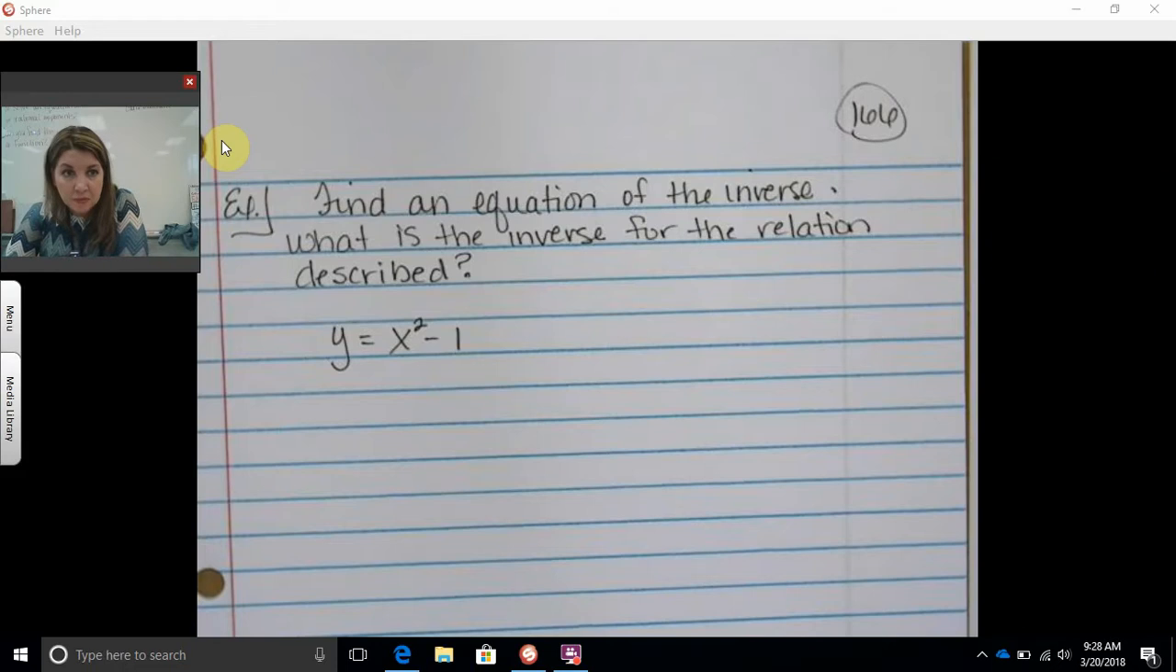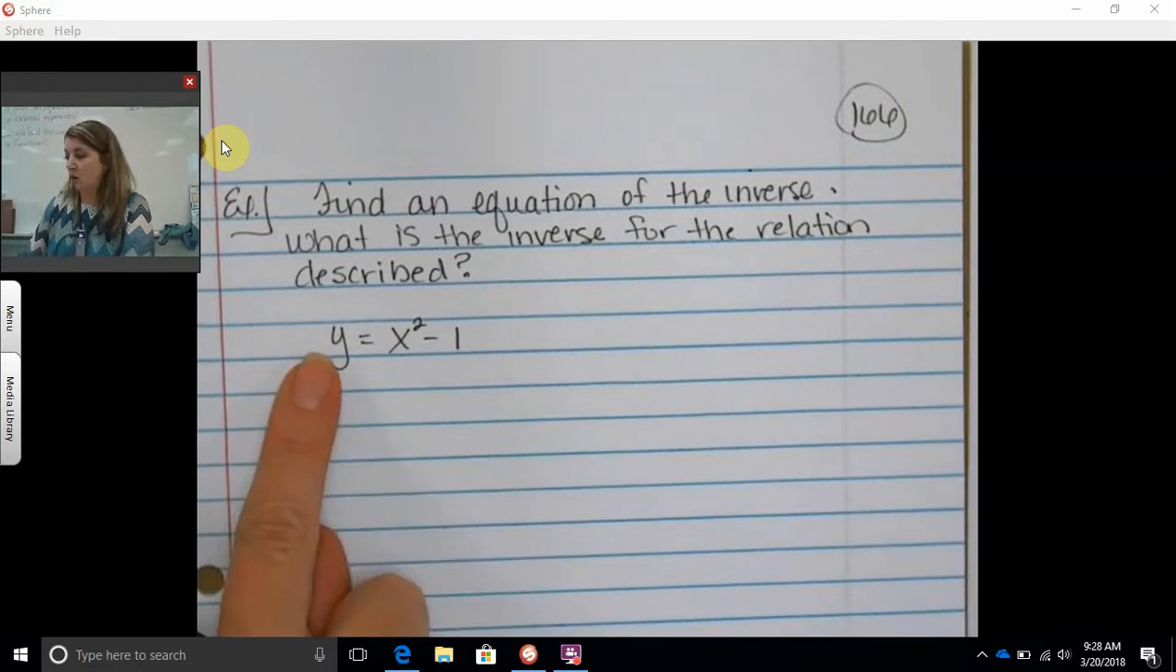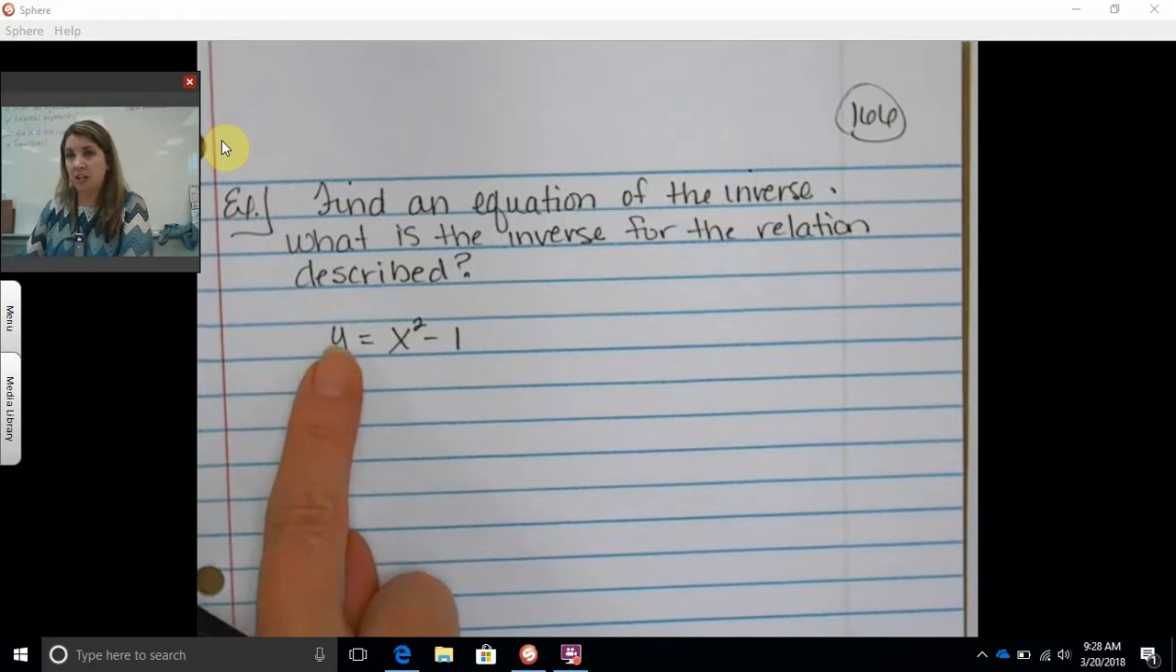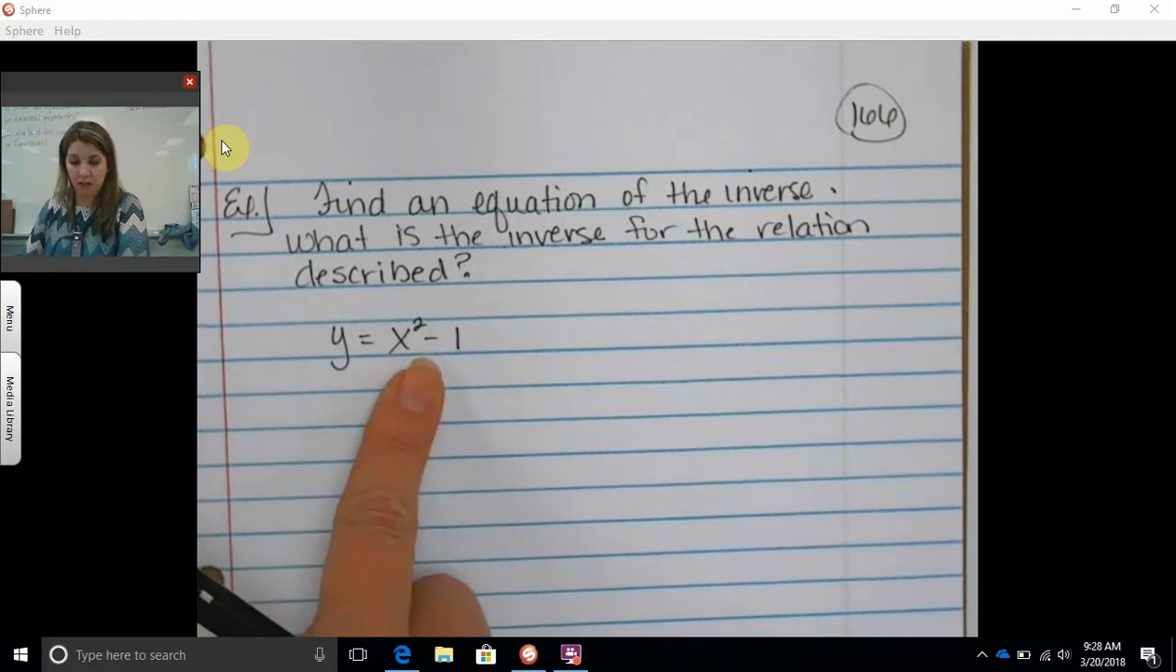So say it again. Well, I'm glad you're thinking about it. You know how with the mapping diagram or the table of values or the graph, we've switched x and y? We're going to do the same thing here. We're just going to switch the x and the y. Unfortunately, you have to do more than that. Switch the x and y, and you isolate the y all over again. So like you start with a y isolated. Wherever you see a y, put an x. Wherever you see an x, put a y. And then just solve for y all over again.